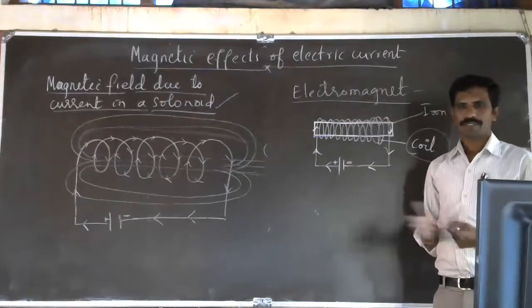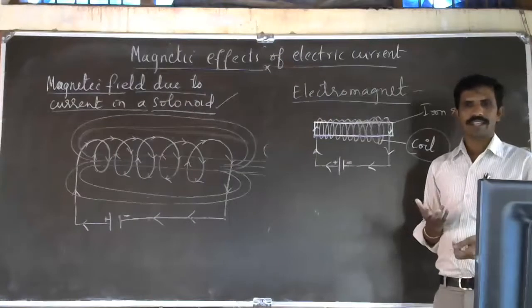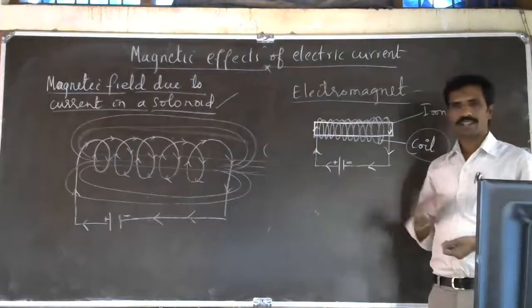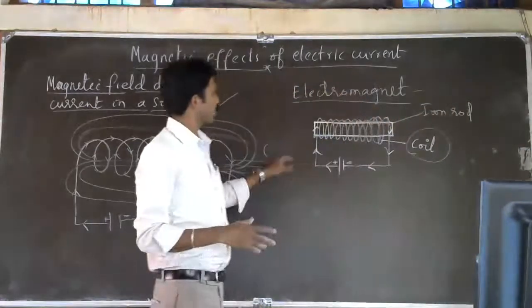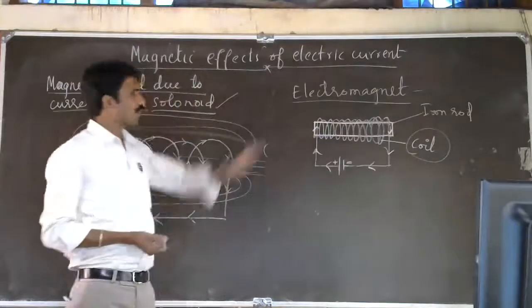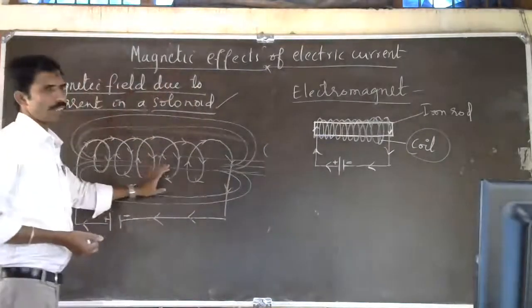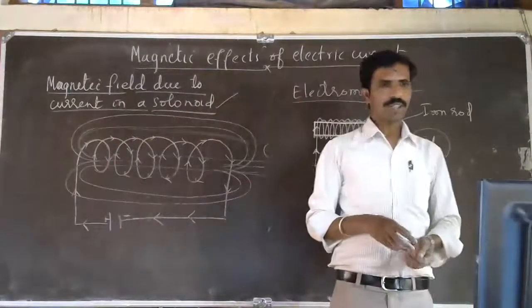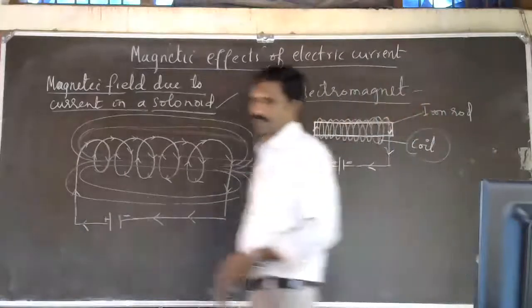Understood? So you know about maglev trains, magnetic trains. Super speed trains also work on magnetic tracks actually. So in those cases, these electromagnets are used. These electromagnets are produced by using a solenoid. This is about the electromagnet. So go through that.